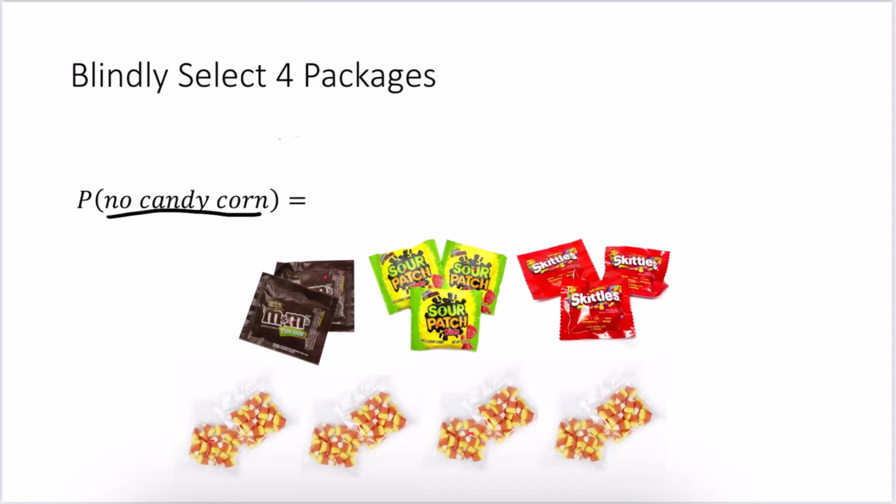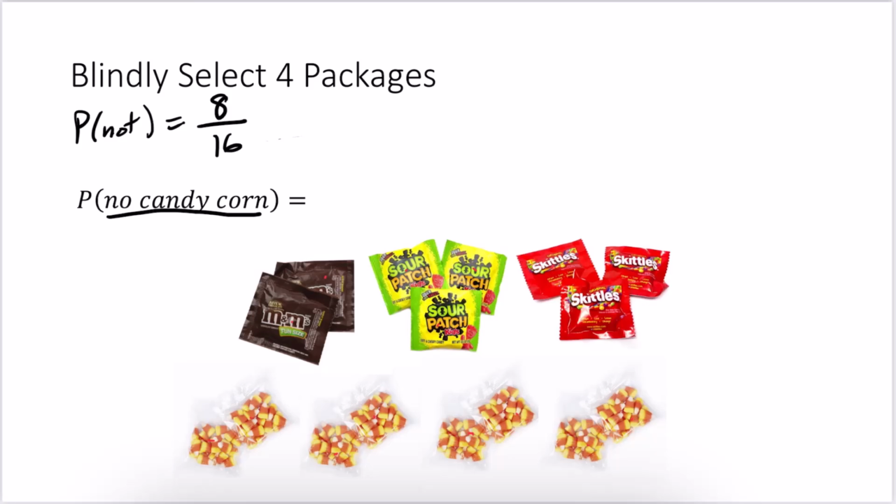So the way you would calculate this is you would say, well, first of all, I have to find the probability of not getting candy corn on a single selection. So the probability of not getting candy corn is going to be either 1 minus the probability of choosing candy corn, or you can just count up how many non-candy corns there are. So in this case, there's 2 M&Ms, 3 Sour Patches, and 3 Skittles. So there's 8 possible non-candy corns out of the 16 possible packages altogether. So that's the probability of getting a single package that is not candy corn.